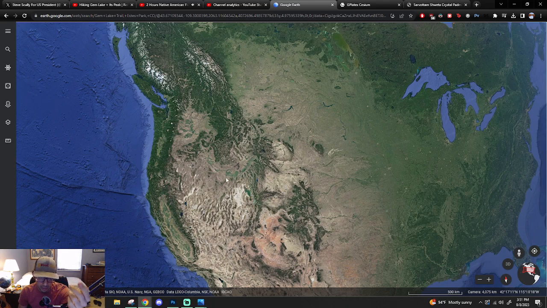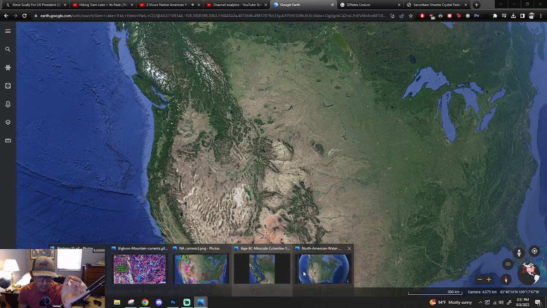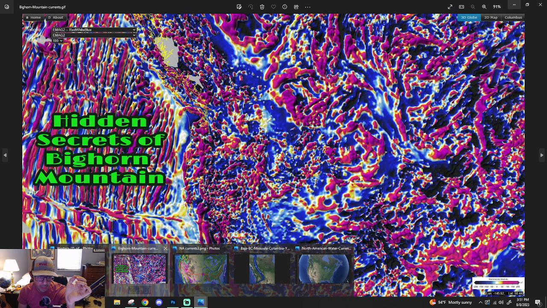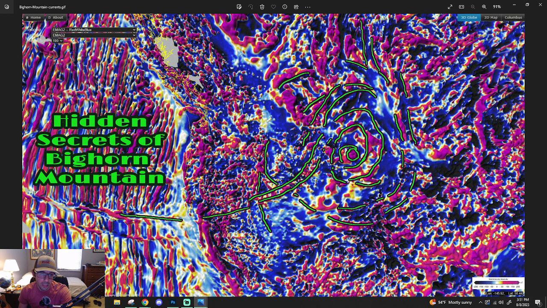I've made all these magnetic anomaly Google Earth map overlays to go back and forth between the two, so I should probably do one here. So let's go ahead and, just real quick, I did this.